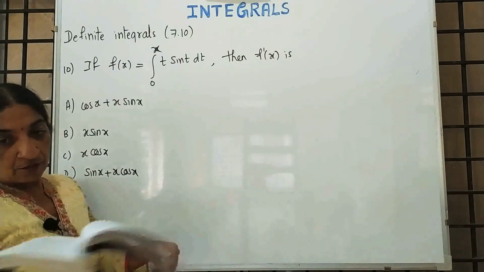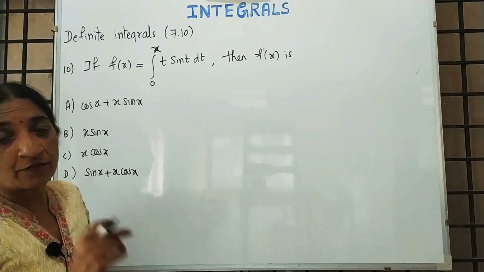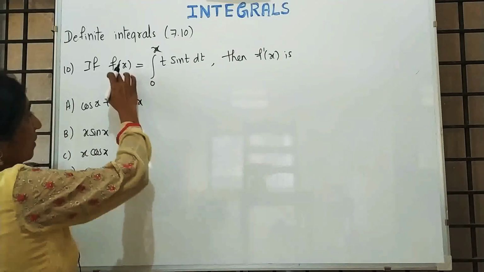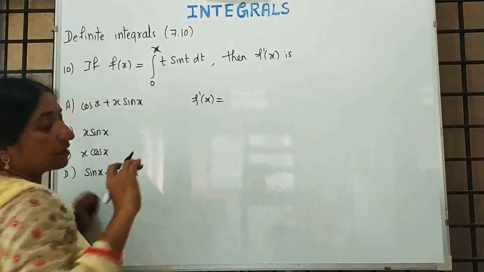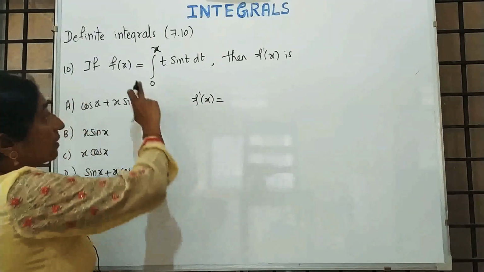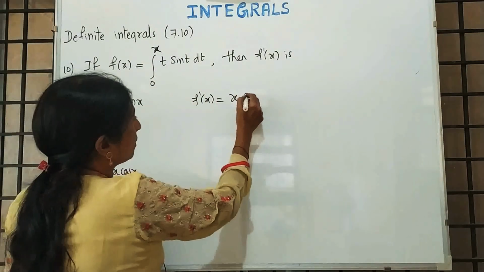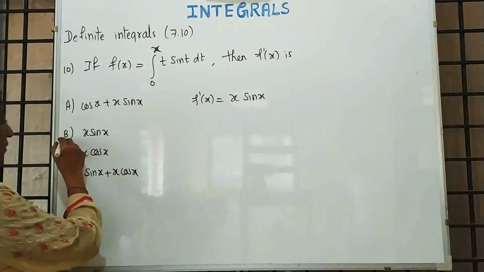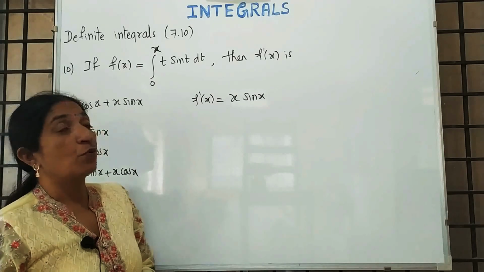See here, we require f dash of x, means we are differentiating both the sides with respect to x. This will become f dash of x, and here upper limit is x, lower limit is 0. We are differentiating with respect to x. That differentiation and integration get cancelled. This t variable changes to x. It is x sin x. This is the answer. So with this it completes the exercise 7.10.